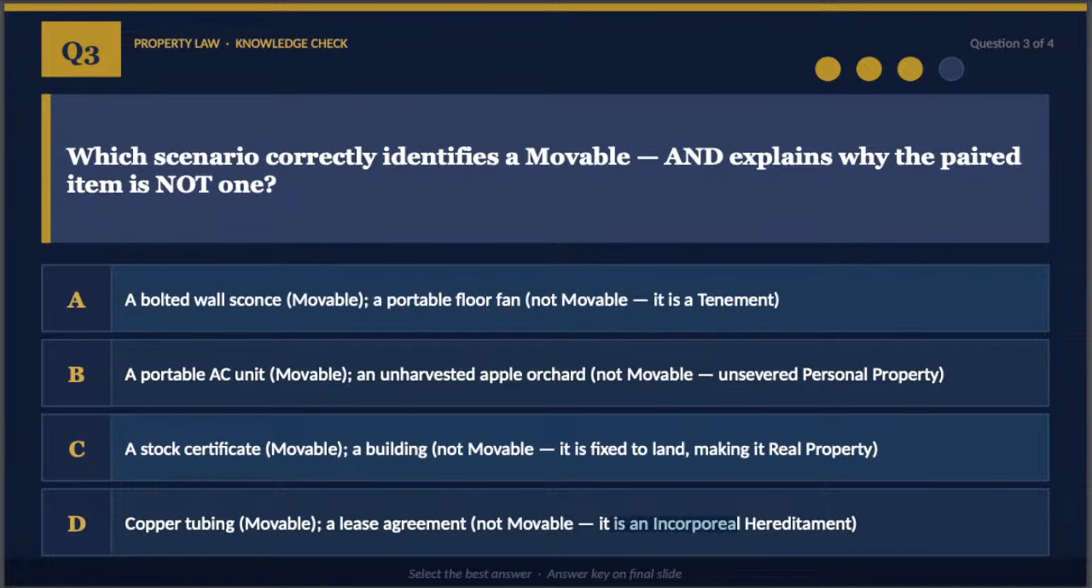It is an incorporeal hereditament. So the copper tubing, which is movable, especially for those thrifty thieves there, and then the pair is the lease agreement, which is not movable. It is an incorporeal hereditament. All right, so we got some pretty good selections here. Let's go on to question 4.